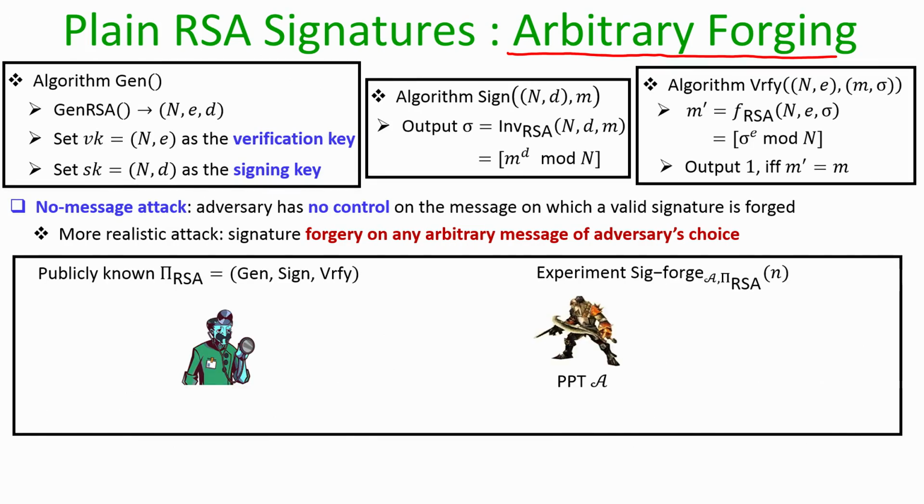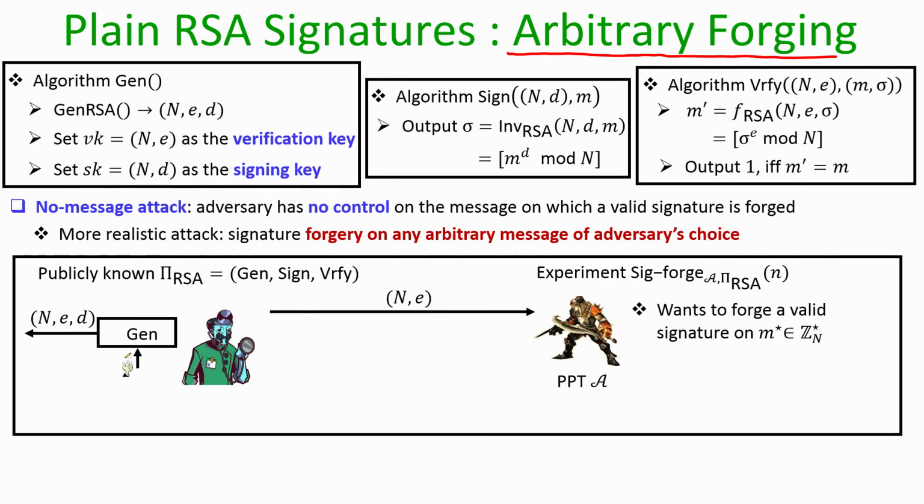So, let me demonstrate an instantiation of the attack here. As per this signature forge experiment, the challenger would have thrown the challenge to the adversary, namely the verification key, and say the goal of the adversary is to forge a signature on a message m star.